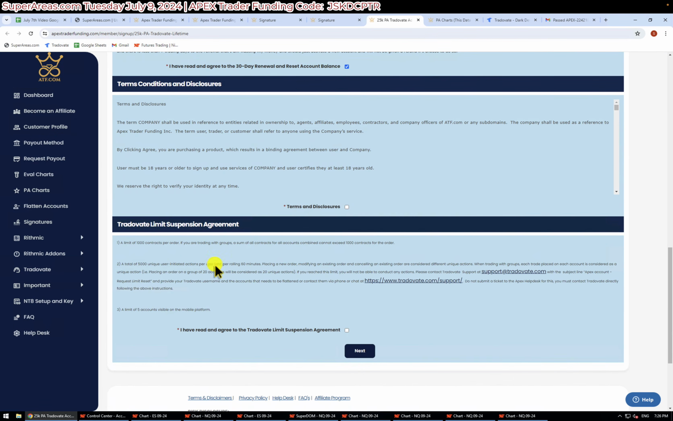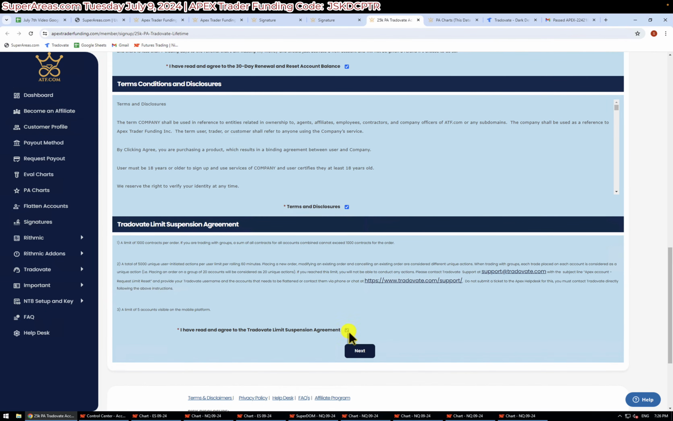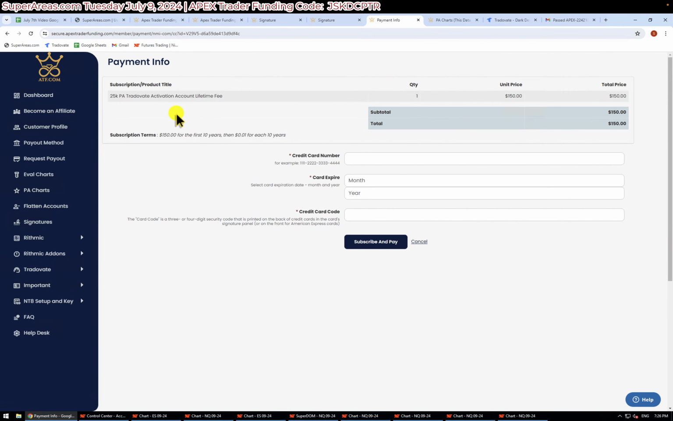And of course, you can't open a certain number of contracts, which I agree to. It doesn't apply to me because I have a smaller account. And let's go next. I have to agree with disclosures as well. So next. So I'm on a payment processing info page. You have the $25,000 PA Tradovate activation lifetime fee. So after this, I will never have to pay for this PA account for the rest of my life.